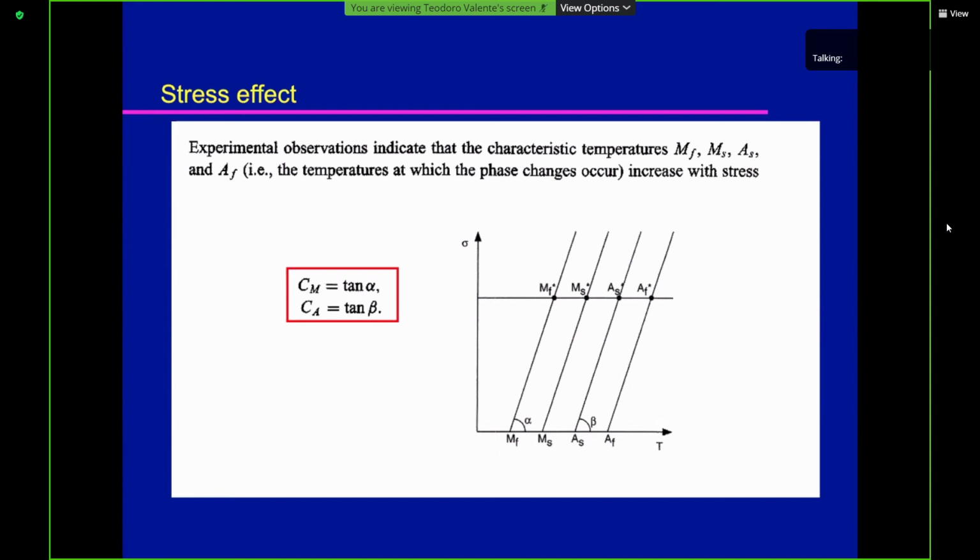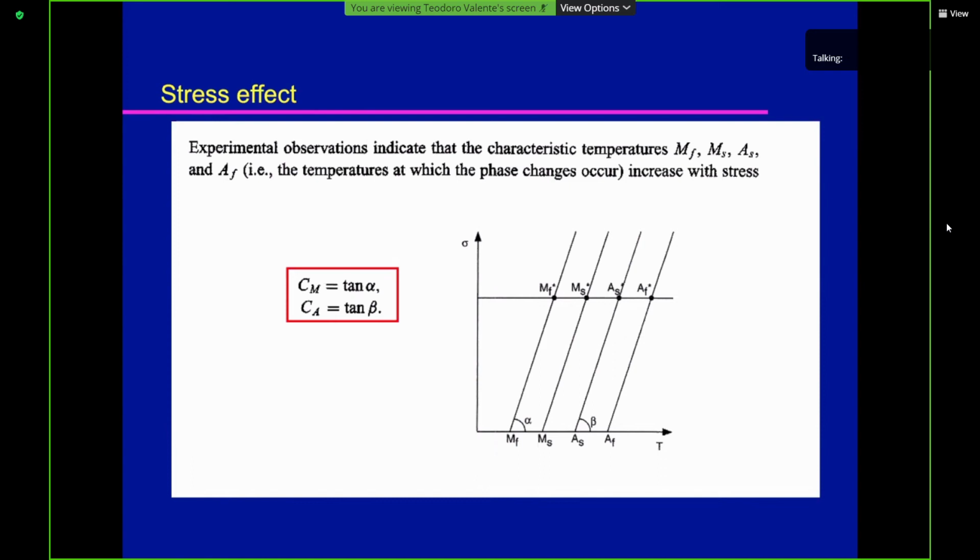What has been observed experimentally is that the important, what we have called the characteristic temperatures, MF, MS, AS, and AF, are not invariant with the applied stress. This means that if we apply a stress, the values of MF, MS, AS, and AF for the same specified material are going to change. And they are going to increase when we increase the applied stress.